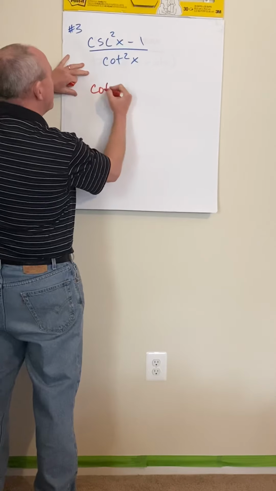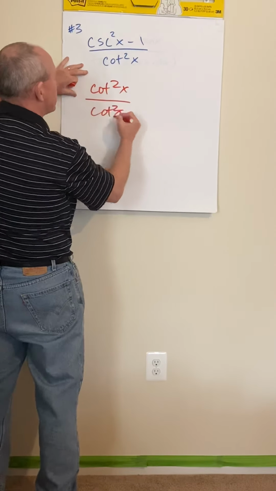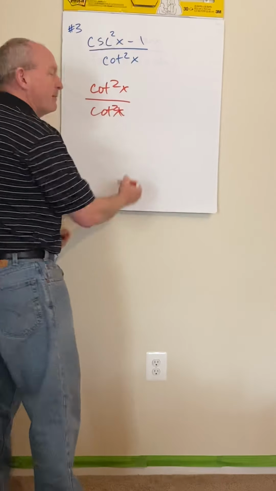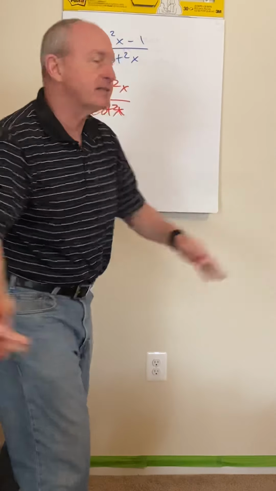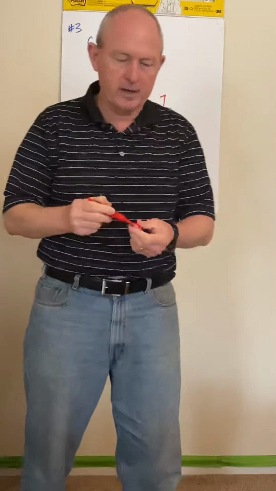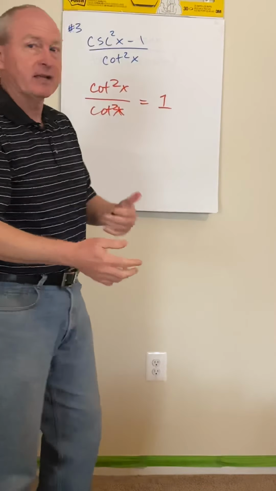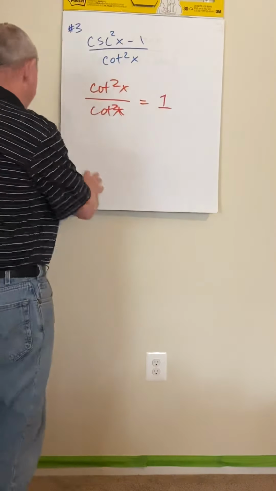So this equals cotangent squared x divided by cotangent squared x. This one was really easy because anything divided by itself is just 1. So number 3 simplifies to 1, and we get D. So that's how you do a problem like that.